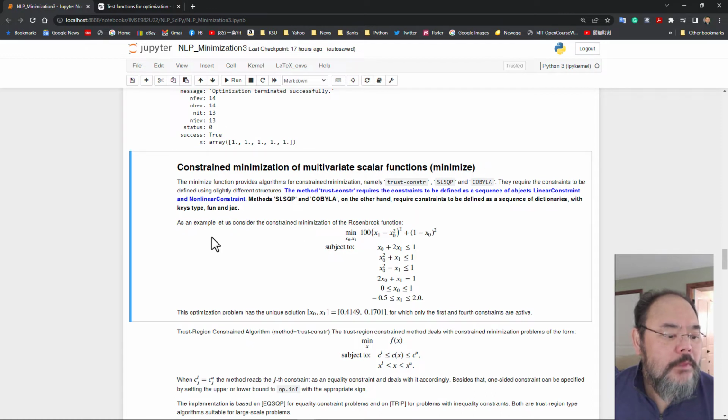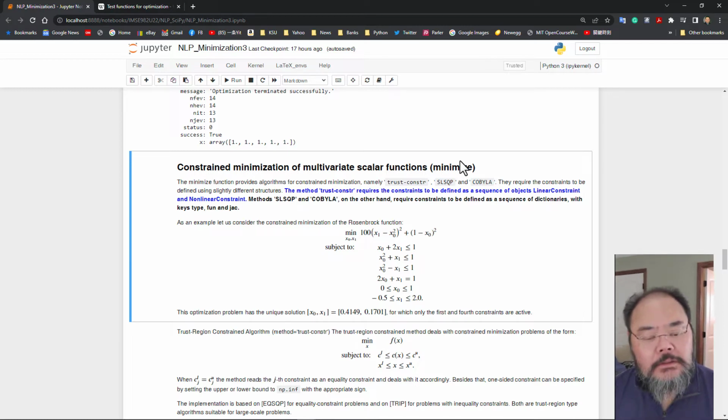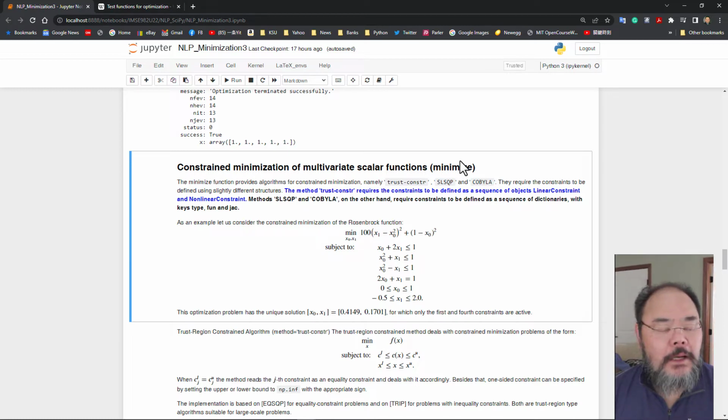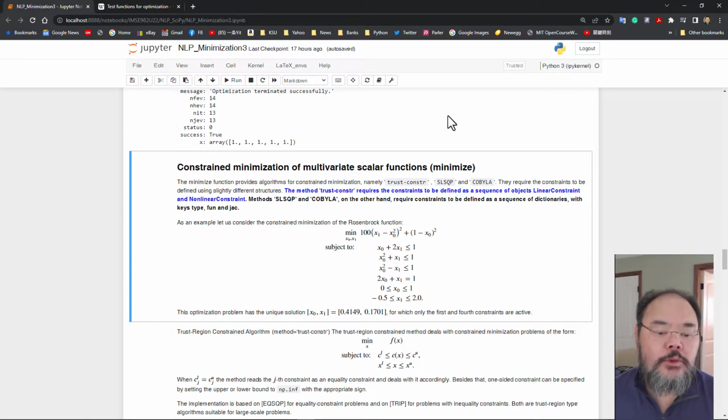Okay, next subject is constrained optimization algorithms for a multivariate function using minimize. To deal with constraints, the SciPy.optimize library only gives you three different choices. One is the trust region constrained algorithm. The other one is sequential least squares quadratic programming. And the other is COBYLA, a successive linear approximation algorithm.